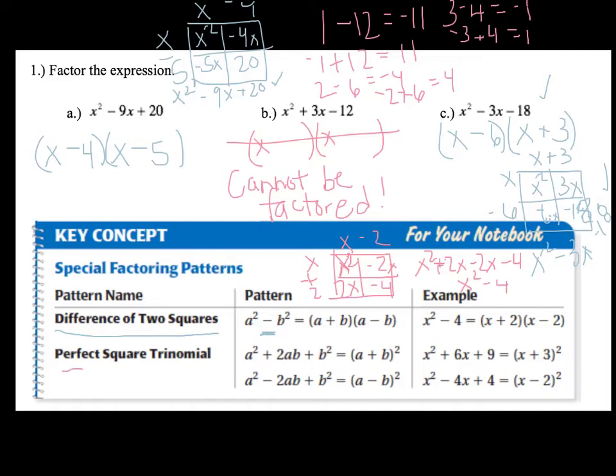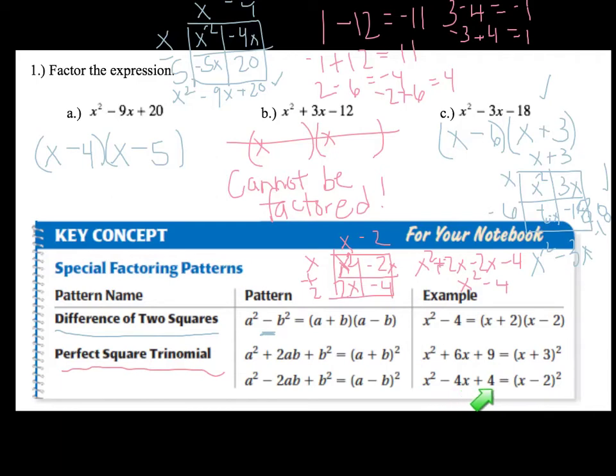Another pattern that you could learn is the perfect square trinomial. So when we have something that appears in this form, it will factor into the same binomial twice, so we condense and write it as that binomial squared. So here are some examples of that. X squared plus 6x plus 9 would factor into x plus 3 times x plus 3. So rather than writing it twice, we just write it as x plus 3 quantity squared.